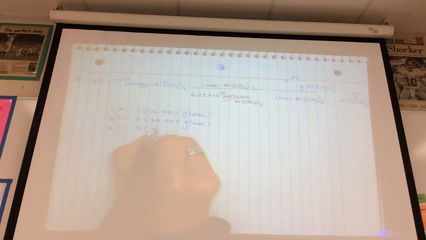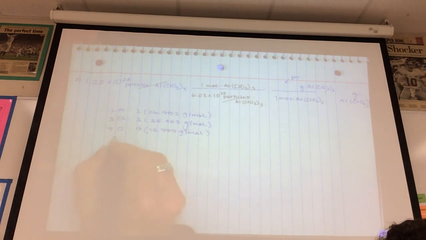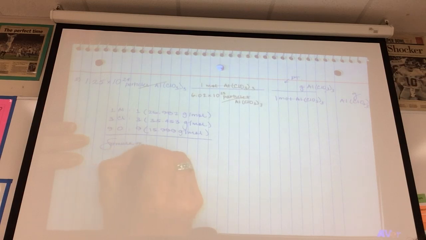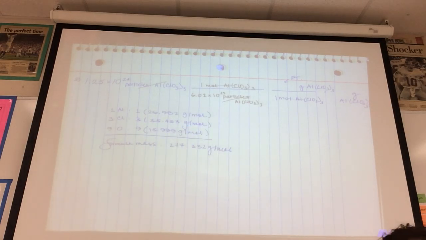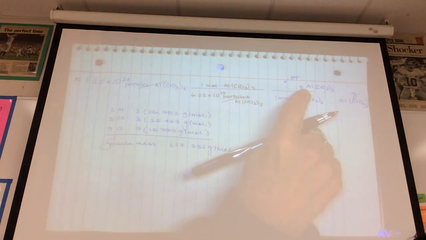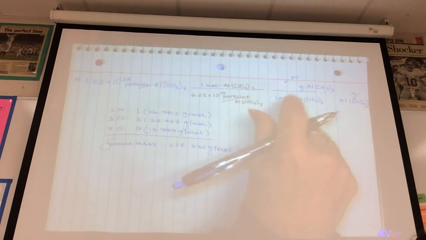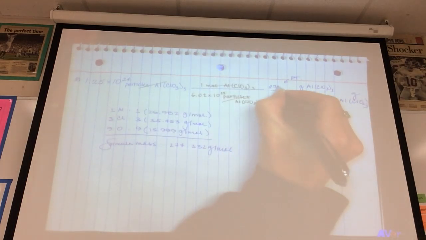Make sure you multiply. It's a distributive property similar to math. And so the formula mass for aluminum chlorate is 277.332 grams per mole. And again, you're splitting that unit, if you will, here. So you have grams in one part of the fraction, mole in the other part. So you have 277.332.